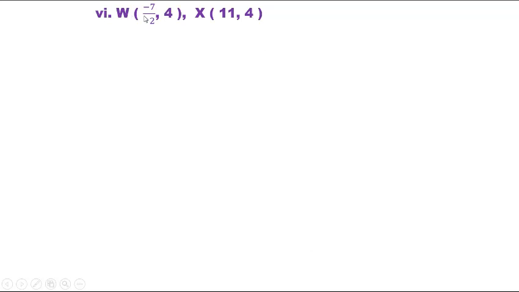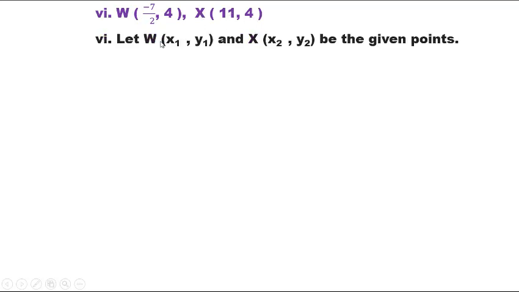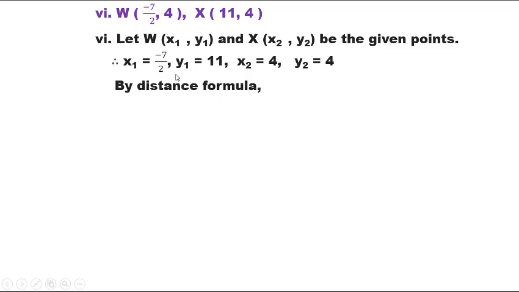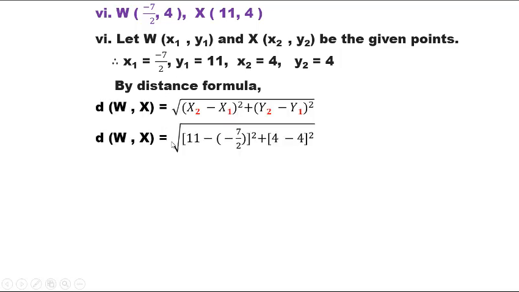Sixth one, W and X. The coordinate of W is minus 7 upon 2 and 4, and the coordinate of X is 11 and 4. Let us assume that the coordinate of W is (x1, y1) and the coordinate of X is (x2, y2). By putting these values in the distance formula, we get under root of (11 minus minus 7 upon 2) whole square plus (4 minus 4) square.